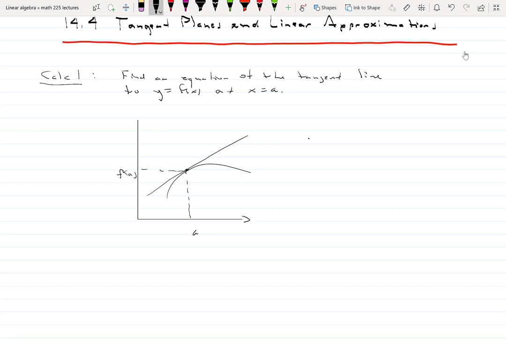So this is from Calc 1. The tangent line was y minus f of a. It's just using the point slope form of a line, y minus y1 equals m times x minus x1, equals the slope, which is what that month was spent on, with limits and stuff, times x minus a.